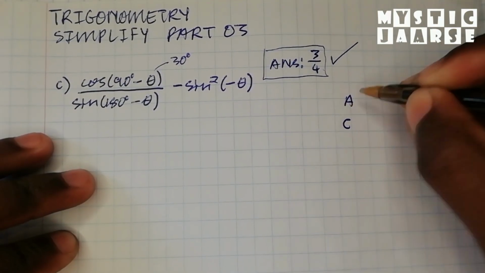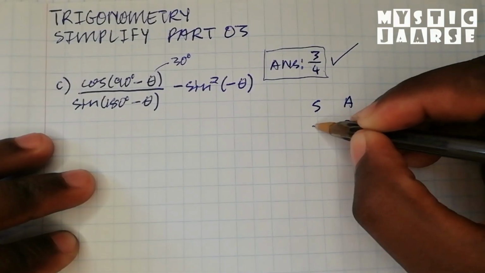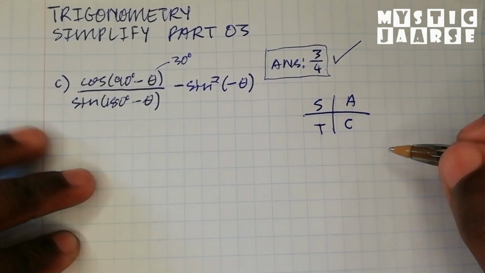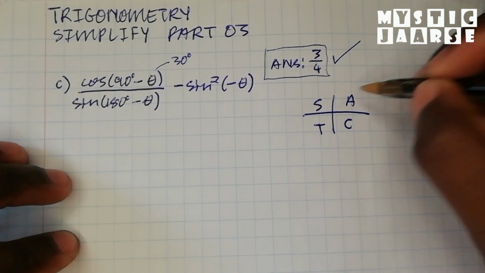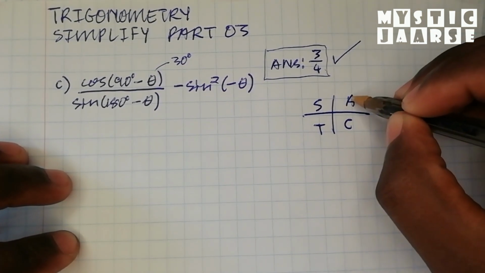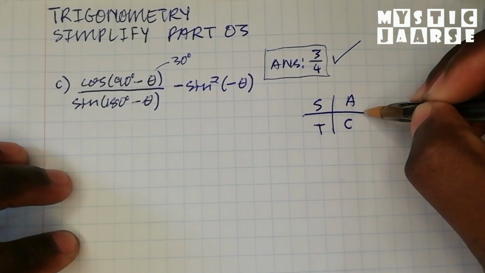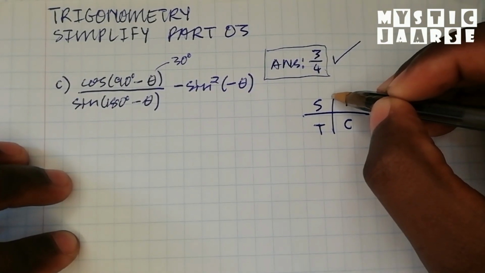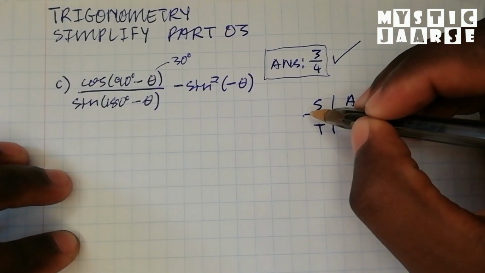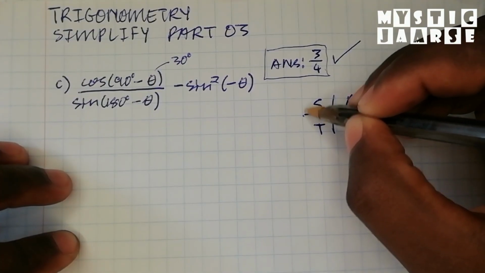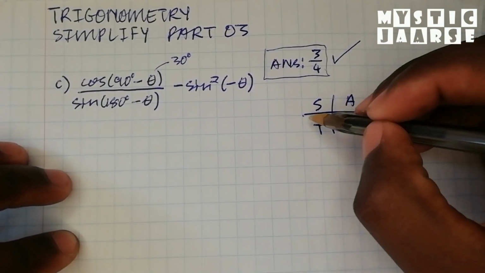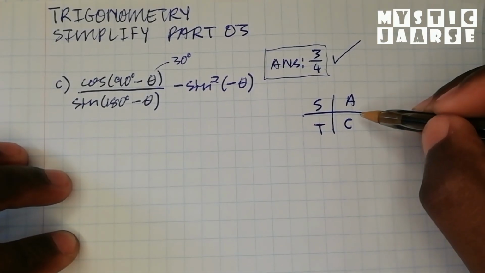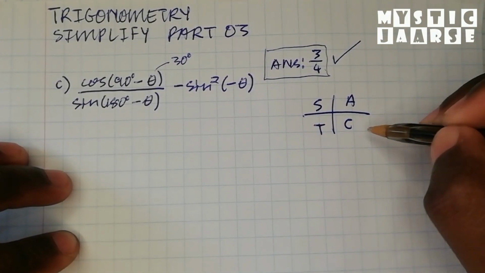Cos, all trig ratios, sine, tangent, cast. So I know that in the first quadrant I have 90 degrees minus and 360 degrees plus. In the second quadrant I have 90 degrees plus and 180 degrees minus. In the third quadrant I have 180 degrees plus. In the fourth quadrant I have 360 degrees minus.